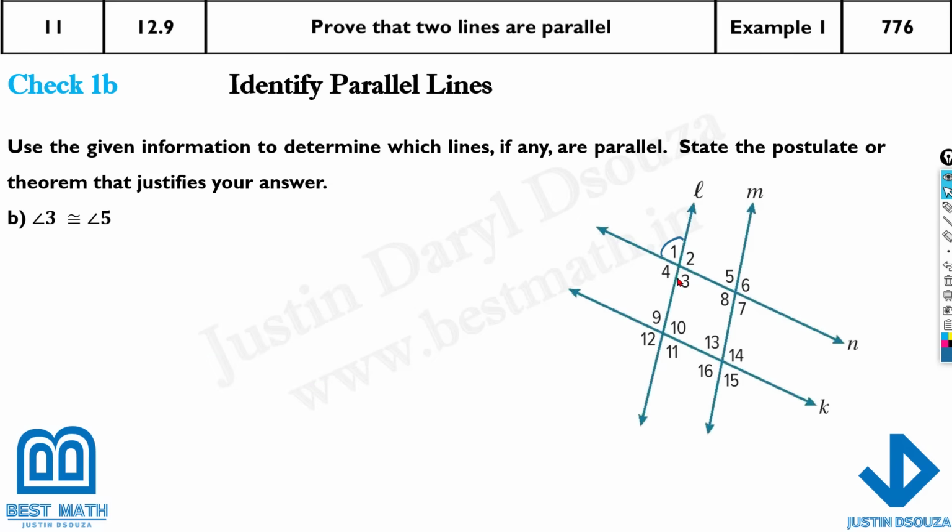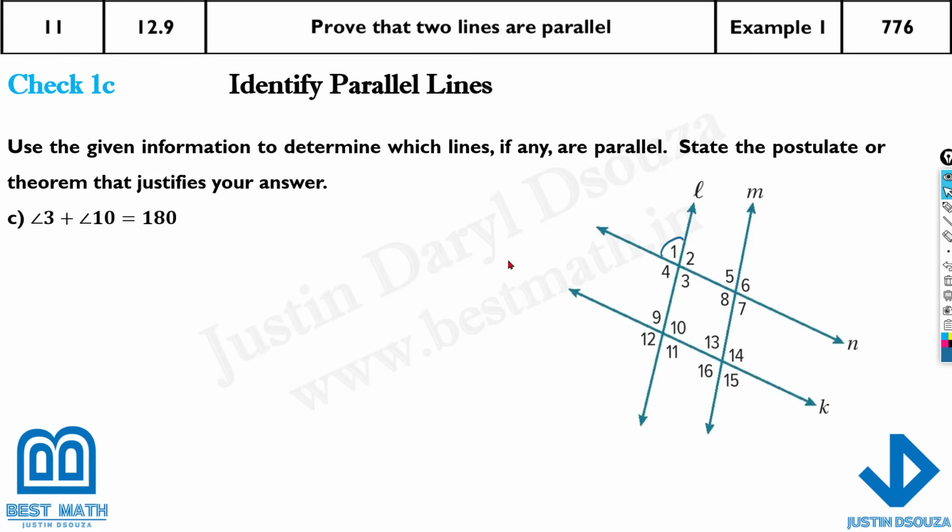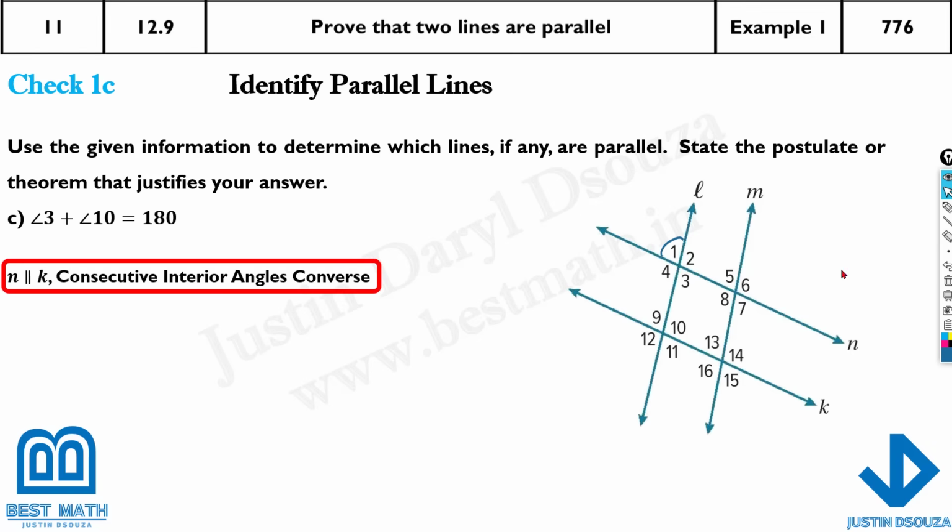Now 3 and 5, yes, you can. It's alternate interior angles. We have done a similar one. And L and M are parallel to each other. What about 3 and 10? 3 and 10 over here. Add them up. See, these are consecutive angles. They are equal to 180 because of consecutive interior angles. Whenever you have two consecutive angles and they add up to 180 degrees, then these two lines, N and K, are parallel. That's the consecutive interior angles converse.